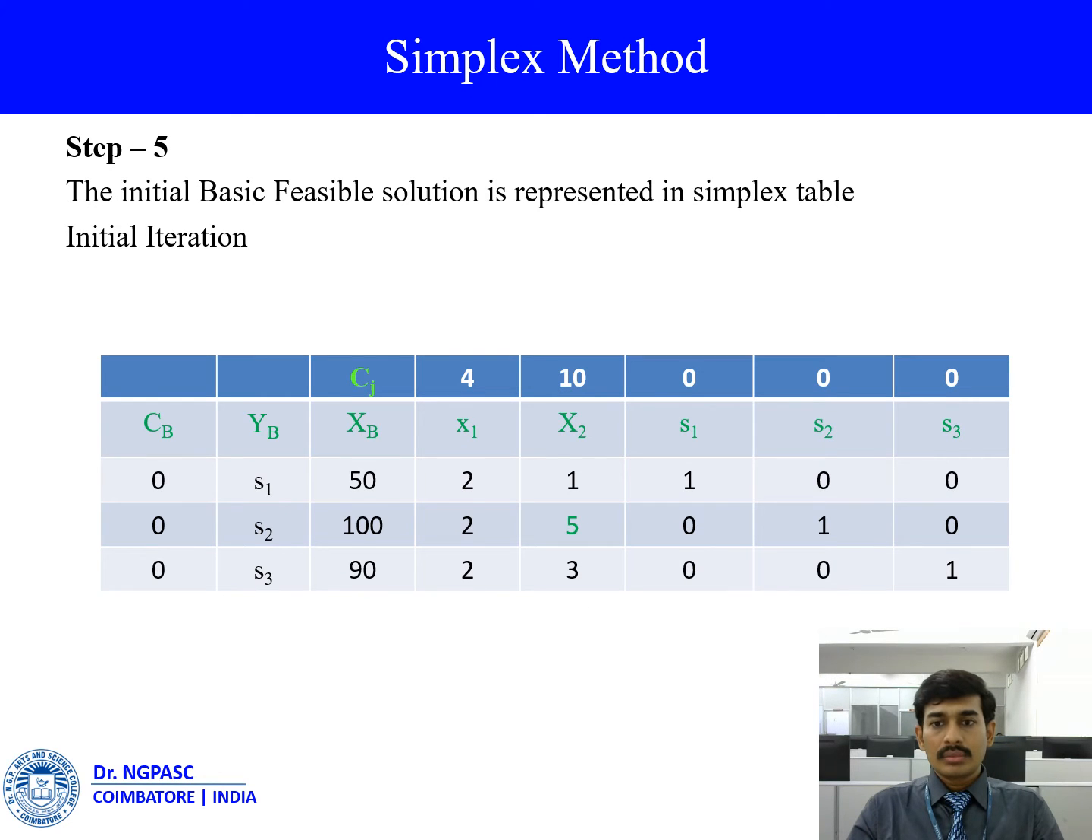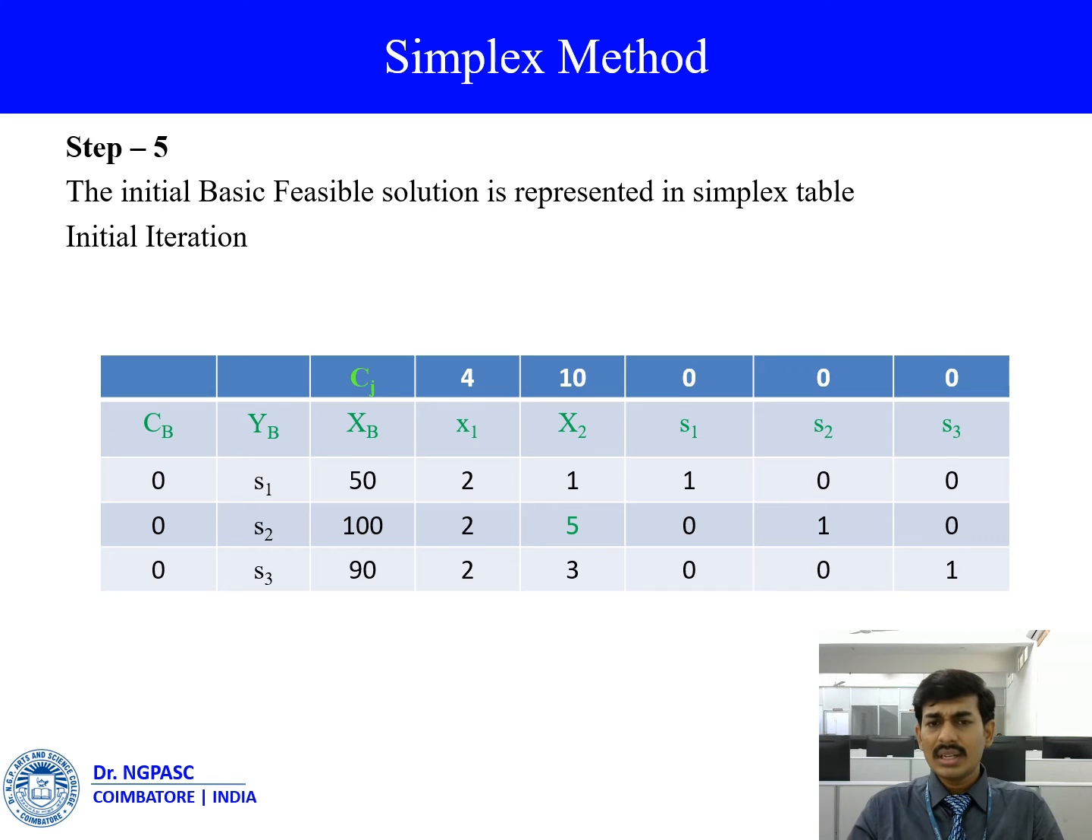Step 5. The initial basic feasible solution is represented in the simplex table. That is, this table is called the initial iteration. CB, that is the initial value, is 0, then YB is slack variable S1, then XB equal to BJ, that BJ is nothing but 50. Then these 2, 1, 1, 0, 0 are the coefficients of the first constraint. Similarly the second constraint and third constraint have S2, S3.